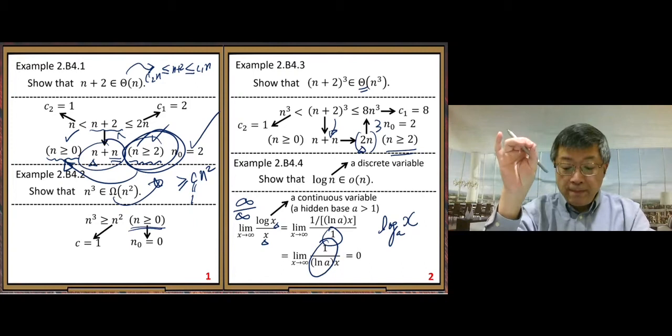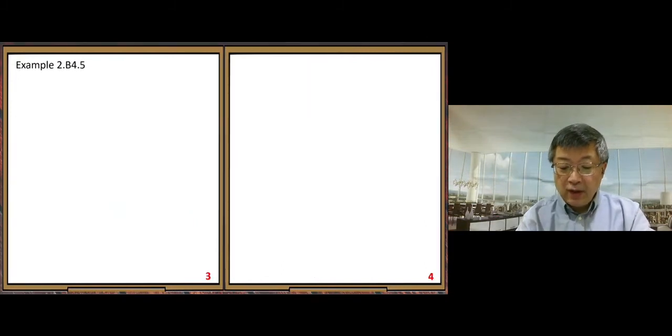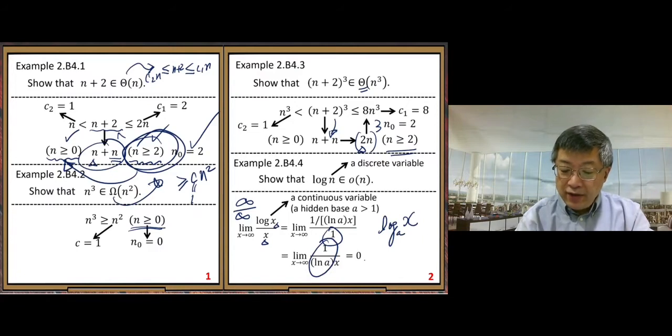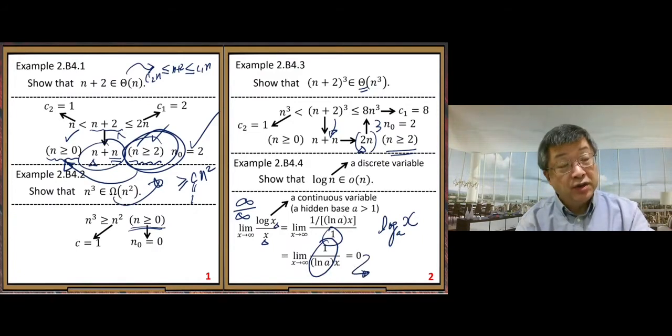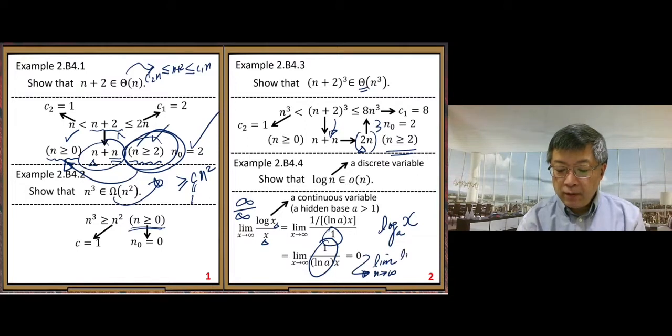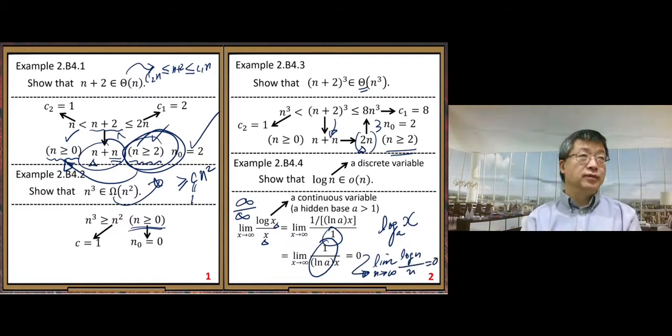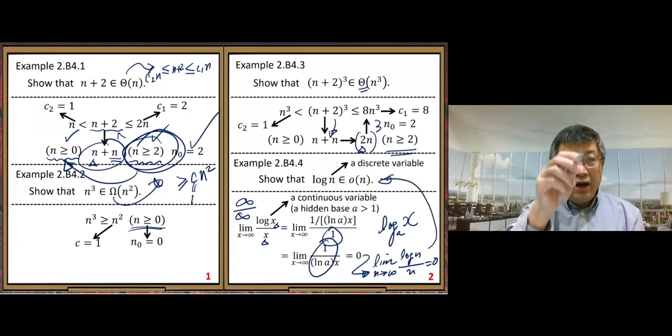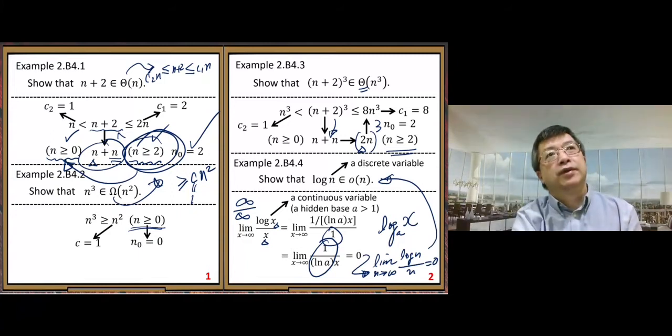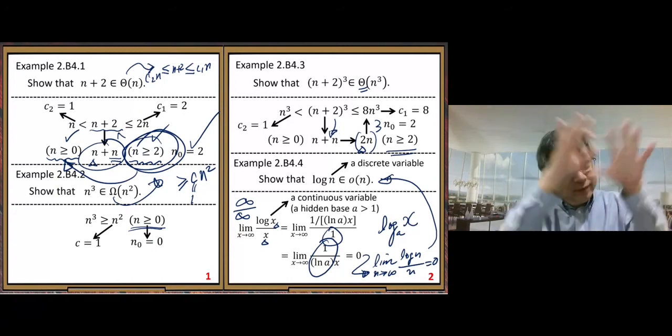If the limit is 0, then we can go back. I need to write one more thing. Because here we used a continuous variable, now we can take special values of the continuous variable to get the discrete variable: log n over n equals 0. After we have that, we can say log n belongs to little o of n. So we complete the solution.